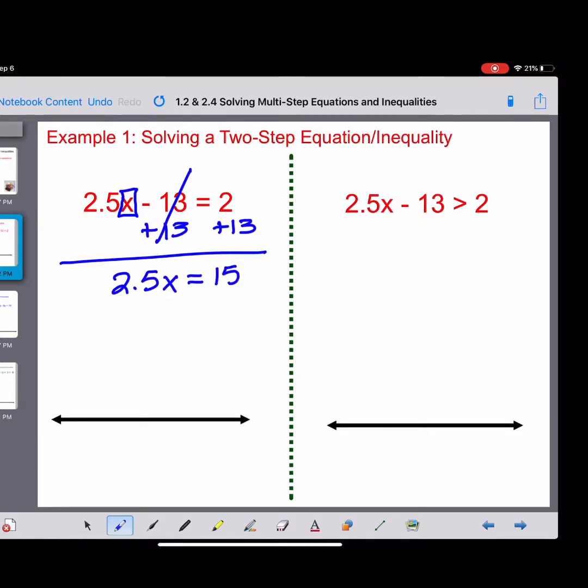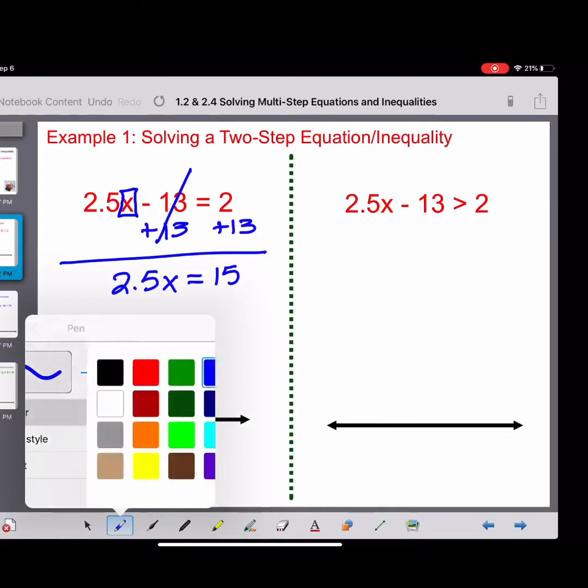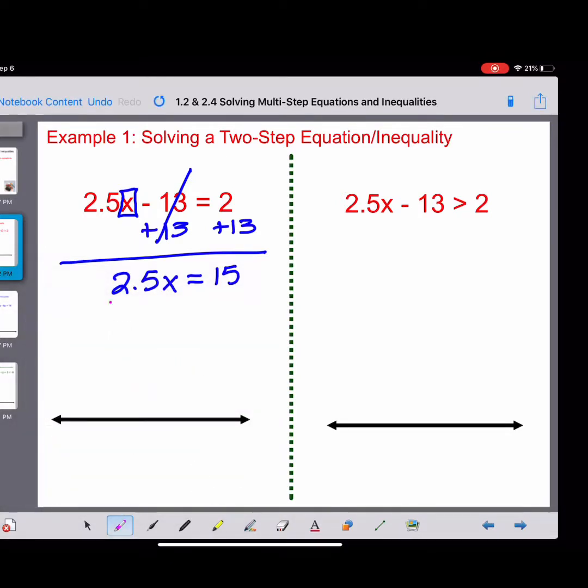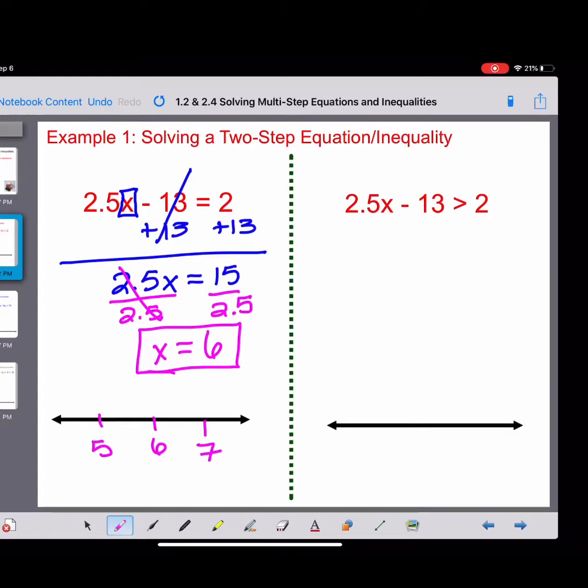A number right beside a variable means multiplication, so I'm going to do the opposite and divide by 2.5. And x is equal to 15 divided by 2.5, which is 6. Now, to review the last lesson that we just did with graphing, since it is an equal sign, that means that there is one solution. So on my number line, I'm going to locate 6, and I'm going to have a dot that is closed on 6 to represent the one answer of 6.